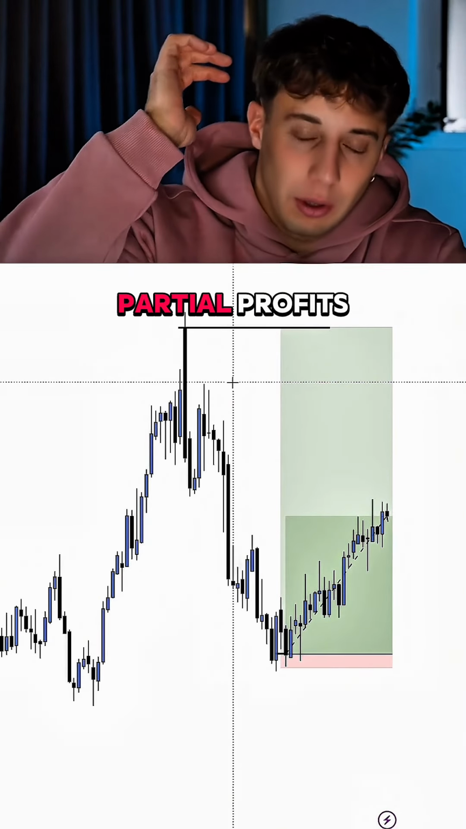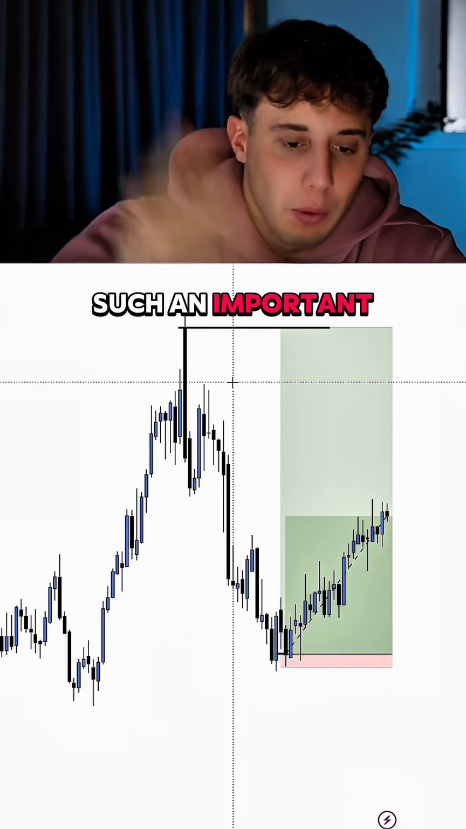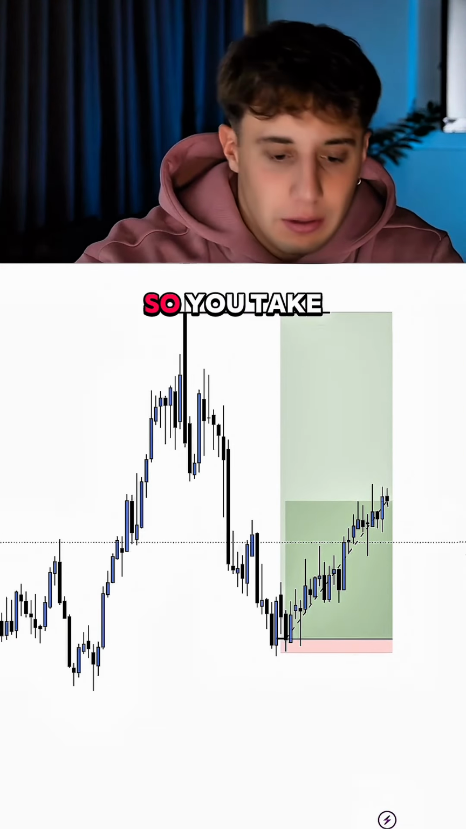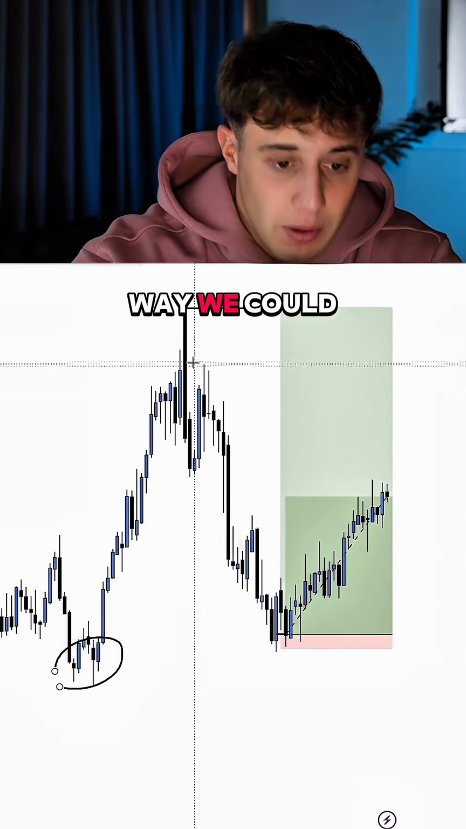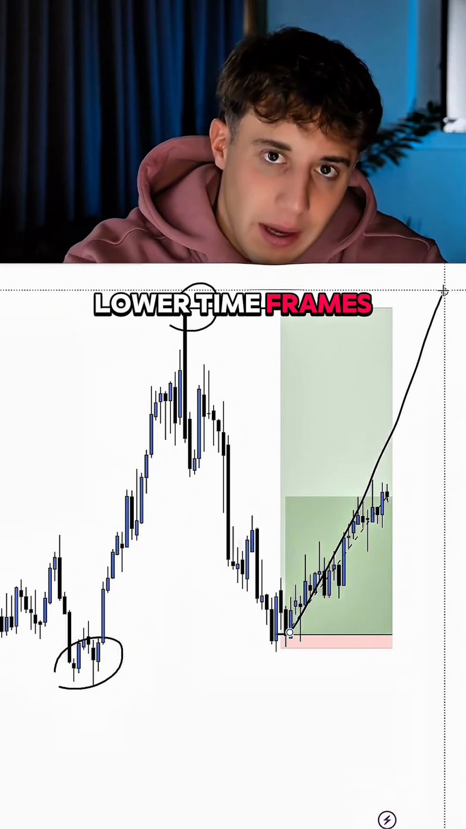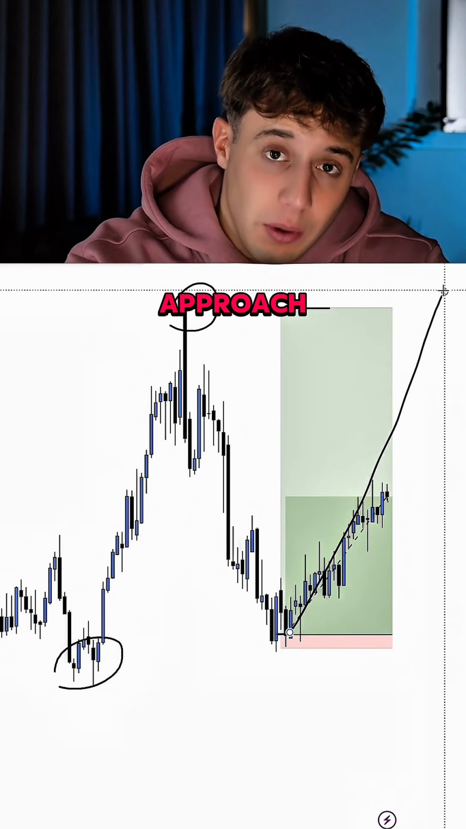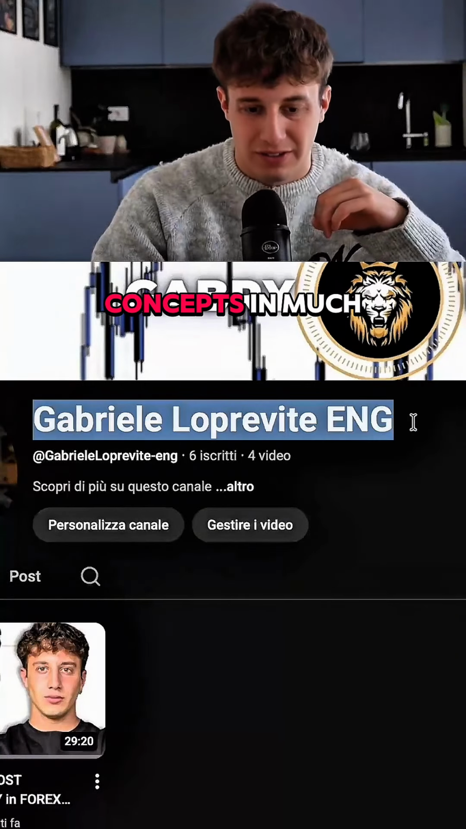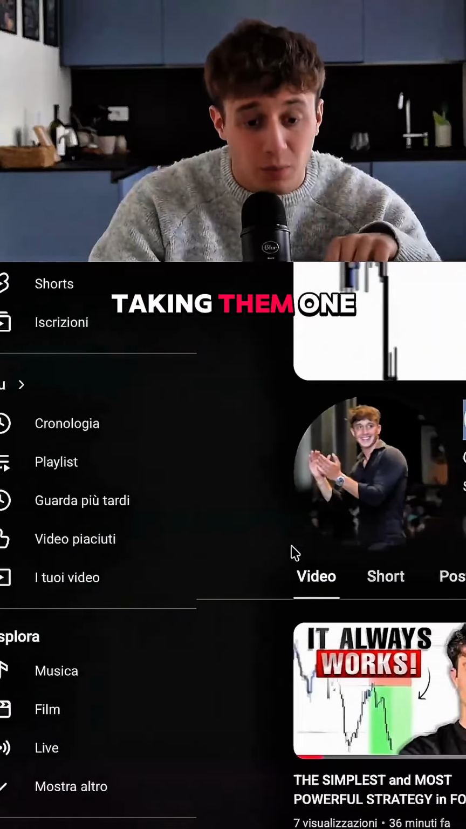Obviously, I would have taken some partial profits. It would be crazy to leave such an important trade fully open all the way to the end, so you take partials. But in this way, we could capture the entire extension of the higher time frames by entering on the lower time frames, thanks to the precision and the multi-time frame approach. And I will explain all these concepts in much, much more detail, taking them one by one.